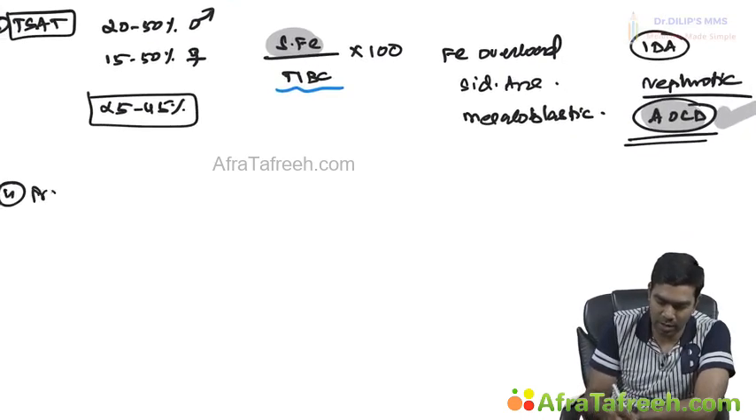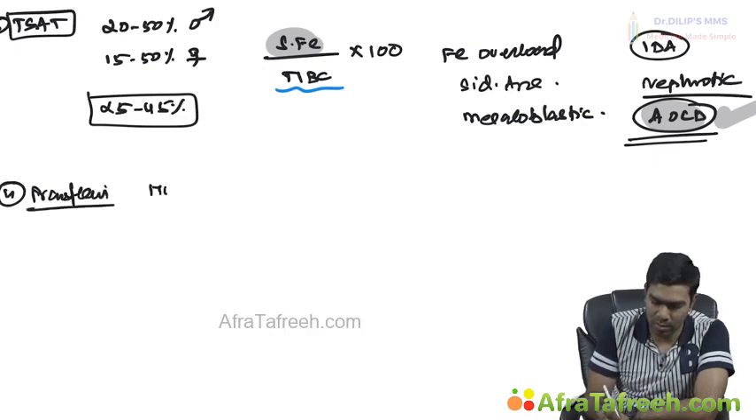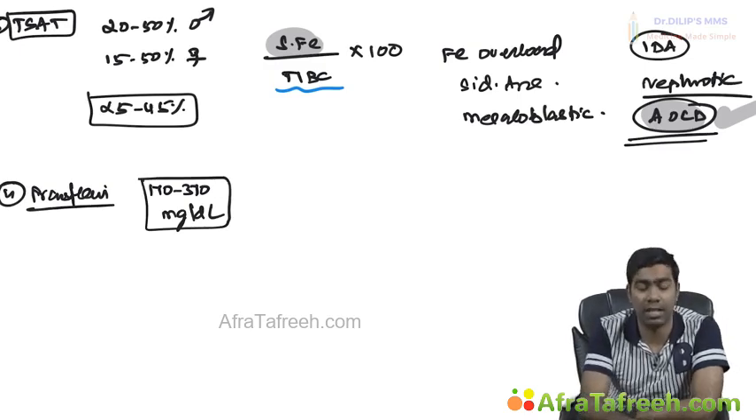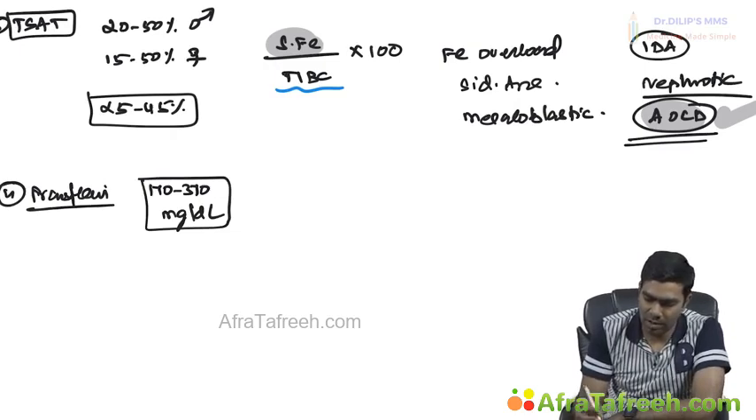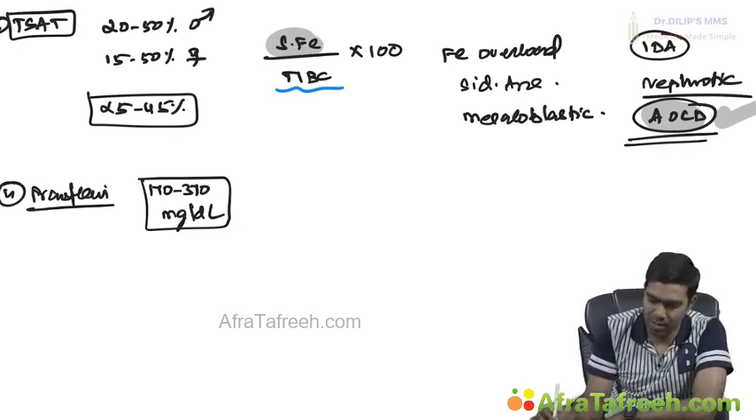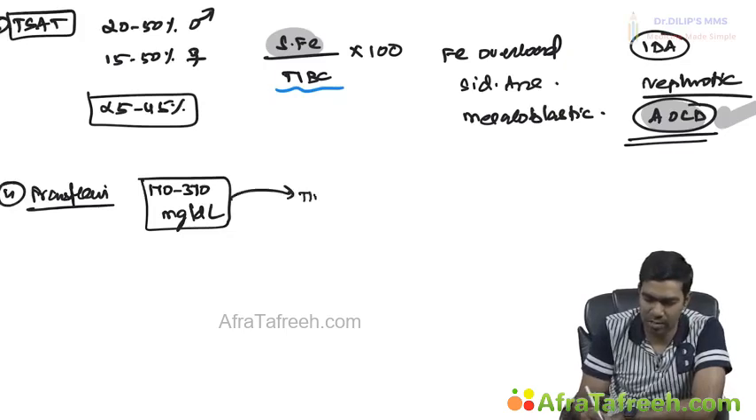Then what about transferrin alone? If you take the transferrin alone, the normal value is approximately 170 to 370 milligrams per deciliter. This is the transferrin that is circulating in the blood. What the important point is, transferrin can be converted to TIBC.